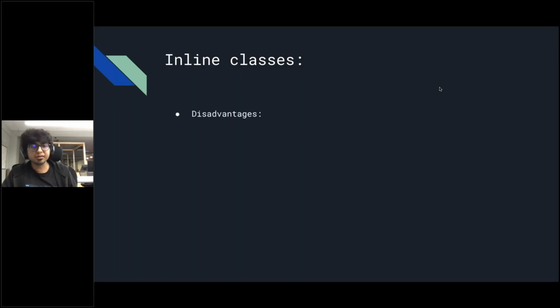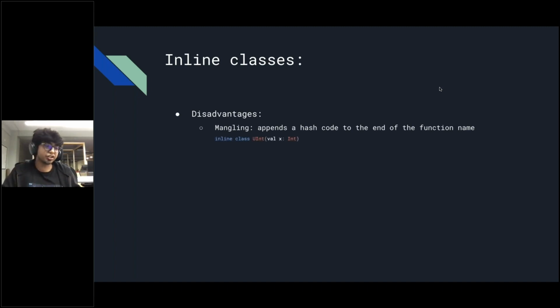If you discuss it from a disadvantage perspective, mangling happens for inline classes, which is a hash code generated when a function using an instance of an inline class is executed. It has a hash code appended to the end of it.